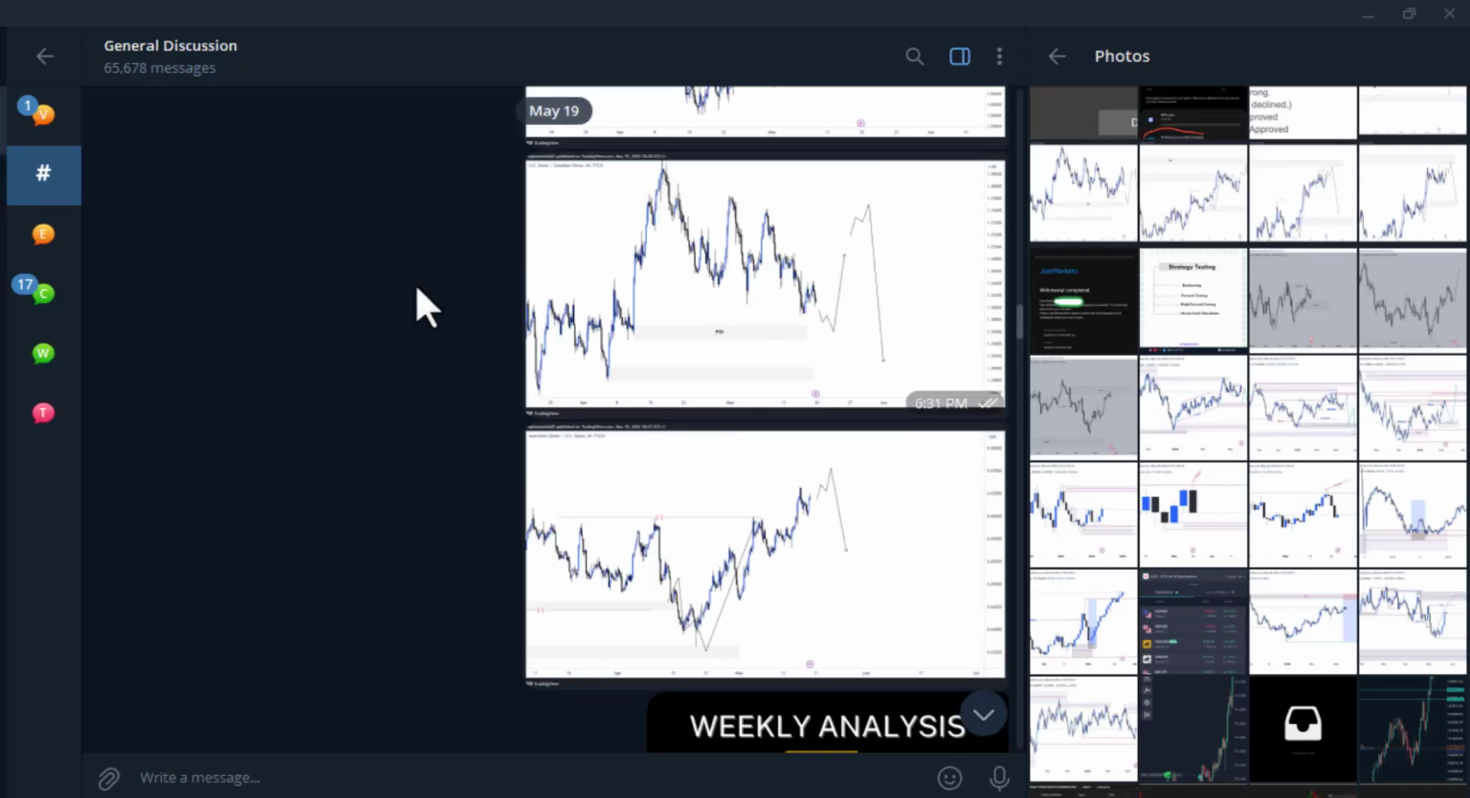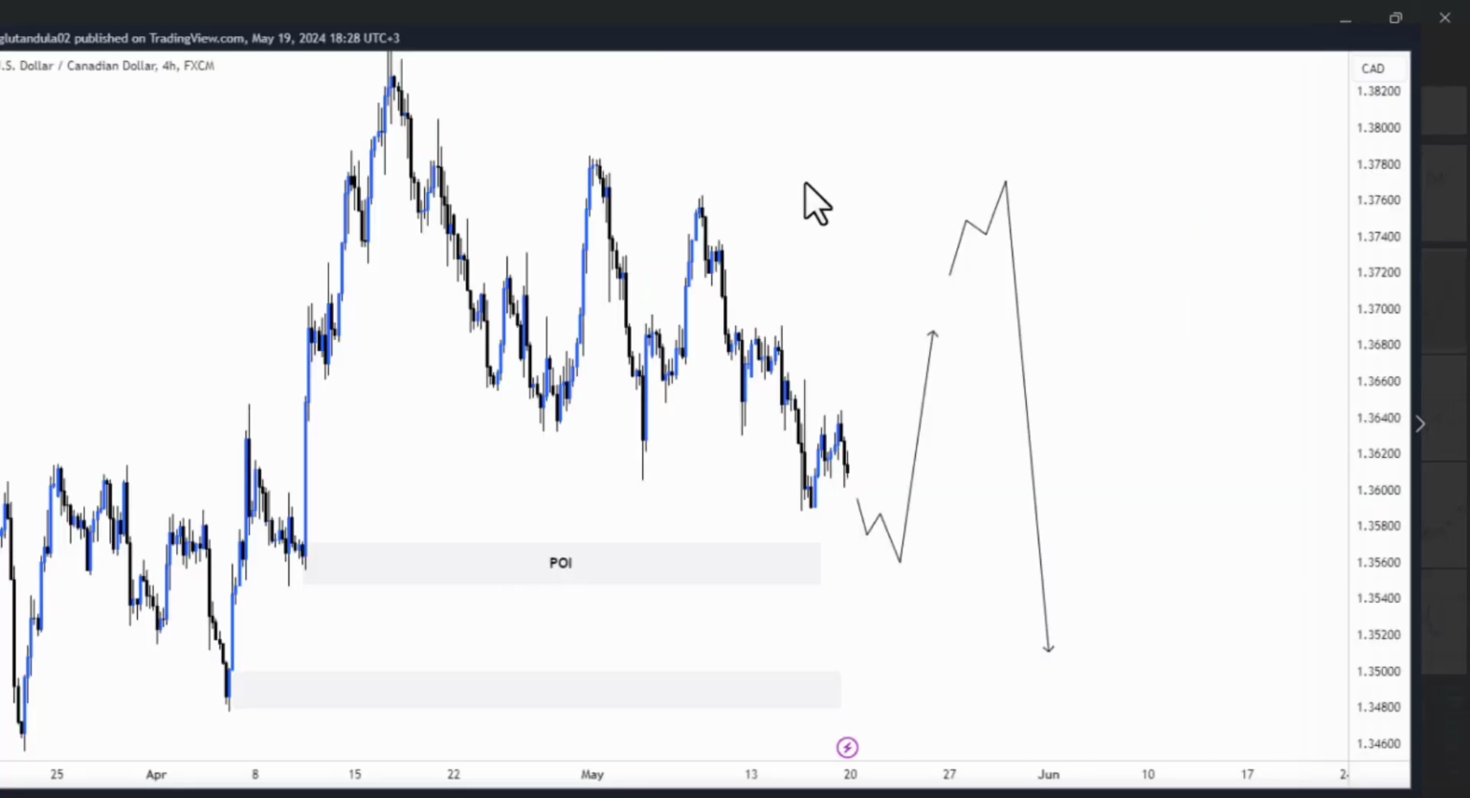This chart was first shared in our student group on May 19th. At this point, we identified a key point of interest, POI, based on historical price action. For those new to the concept, a POI is a zone where price is likely to react, often leading to significant moves. It's essentially a magnet for price.